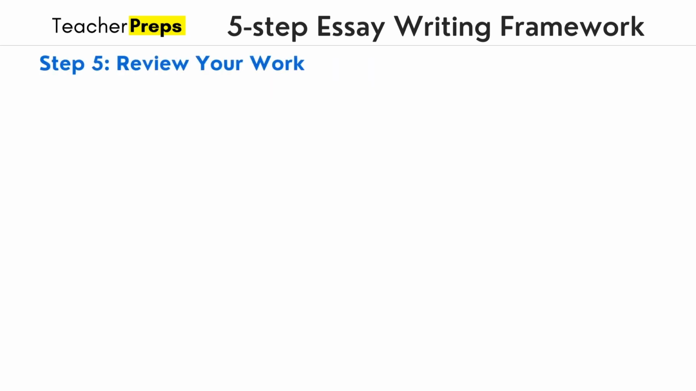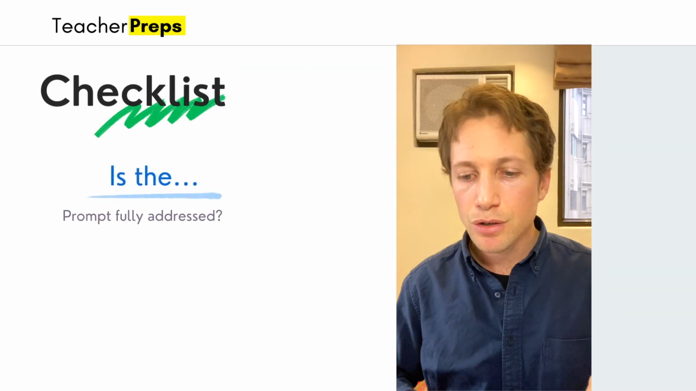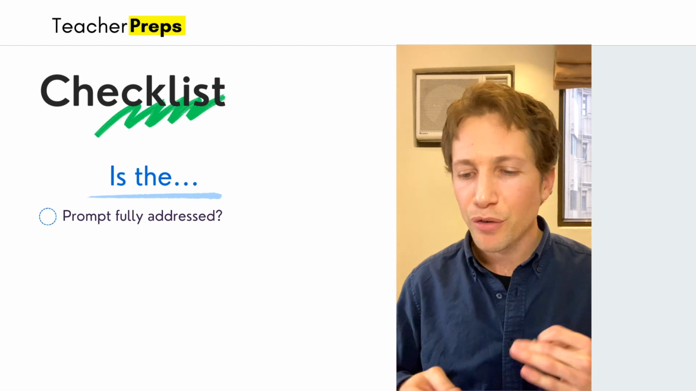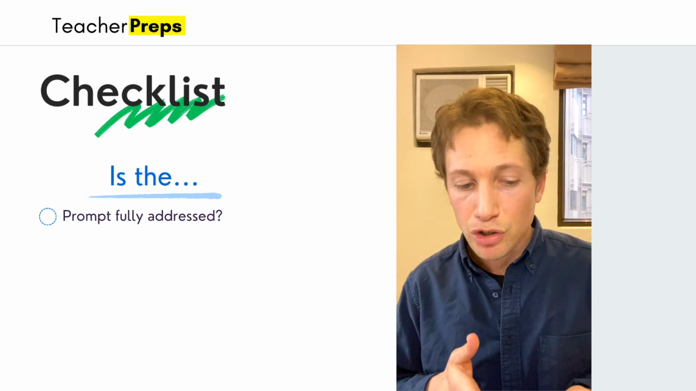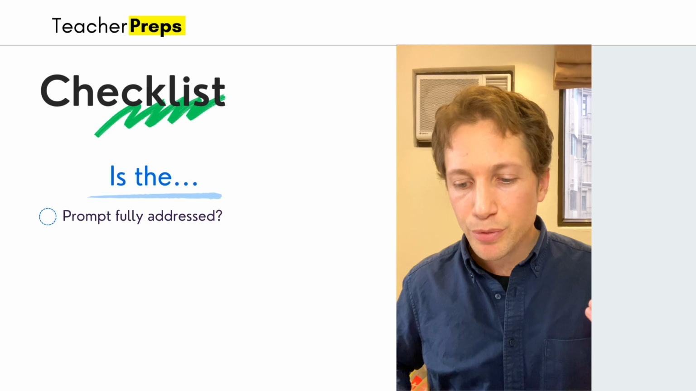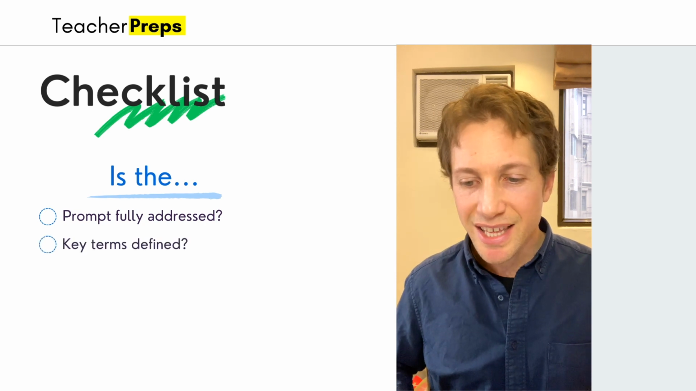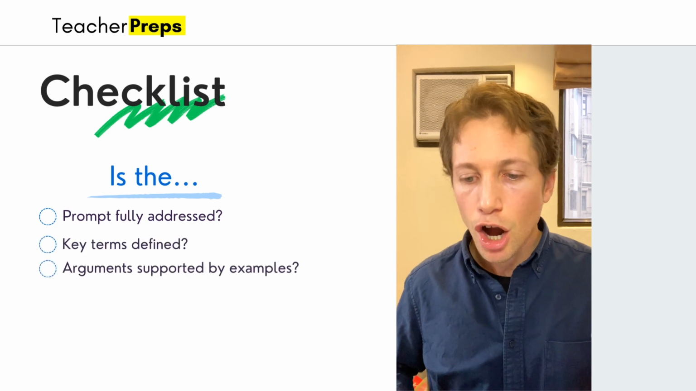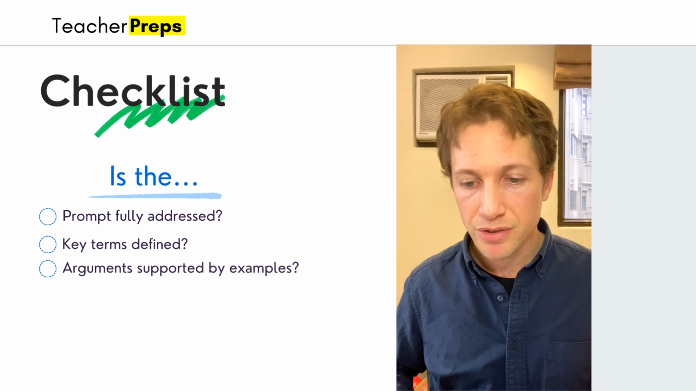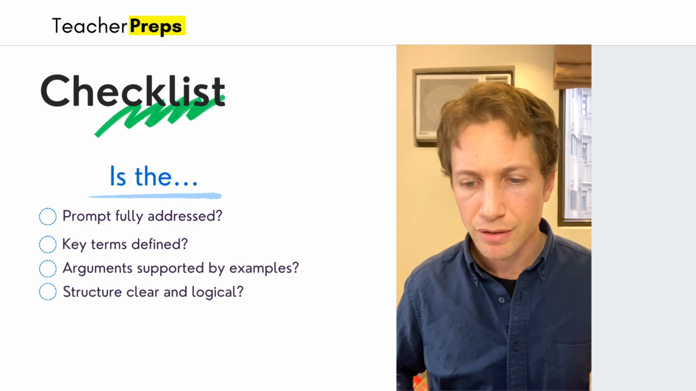And in our final step, step number 5, we review our work in order to make sure that we have written clearly with coherence, and of course, we make sure that we've answered the prompt. So to do this, I use a simple checklist where before I submit my exam, I double check: is the prompt fully addressed? Key terms defined? Arguments supported by examples? Structure clear and logical?